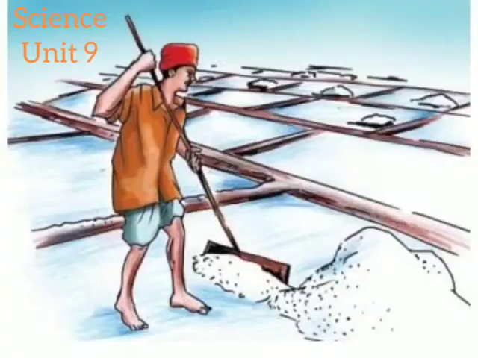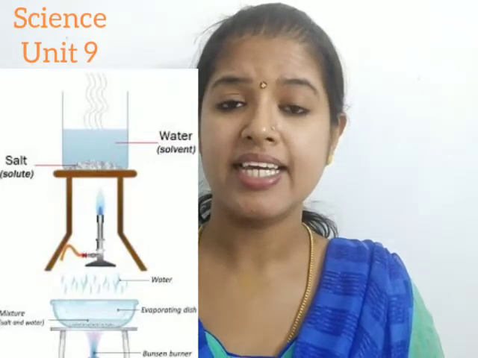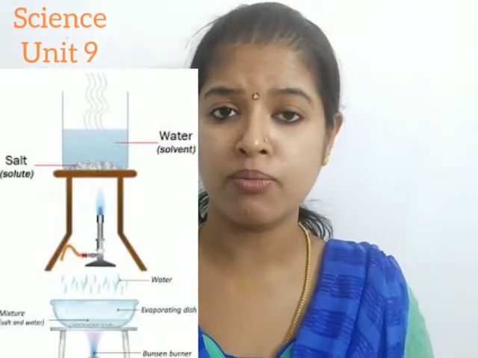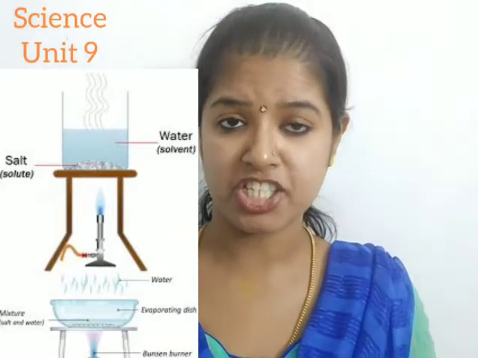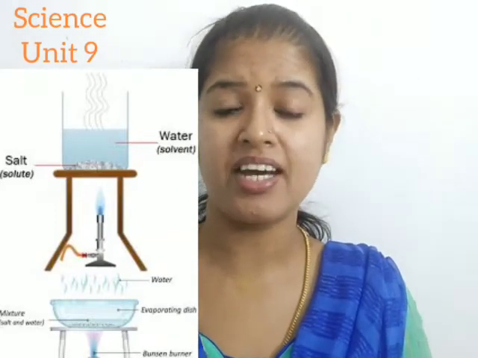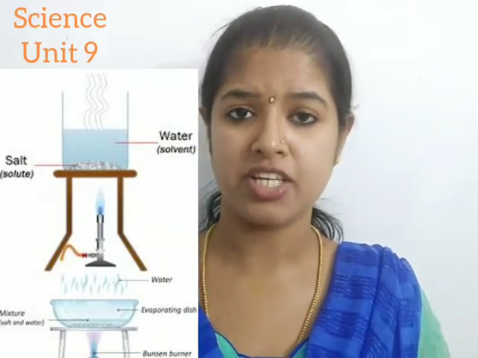You know, children, the sea water, due to the heat of the sun, gets evaporated, and the salt content will remain, and this salt content is collected in large pits or holes. It is collected in large pits and holes, and further the salt is purified using other methods. So what I came to tell you is that the method for separation of soluble components is evaporation. By evaporation you can separate the soluble components from a mixture.